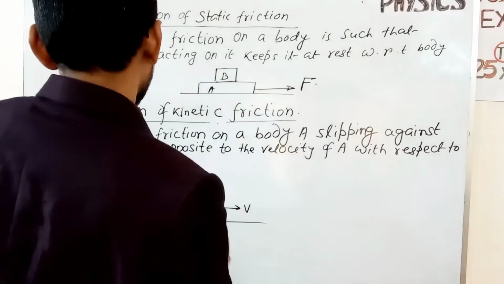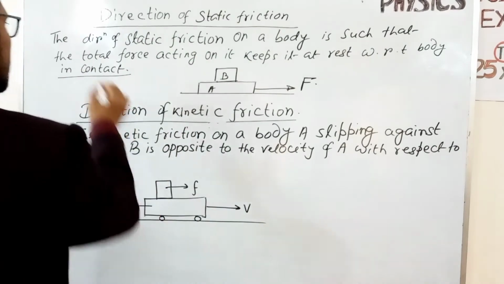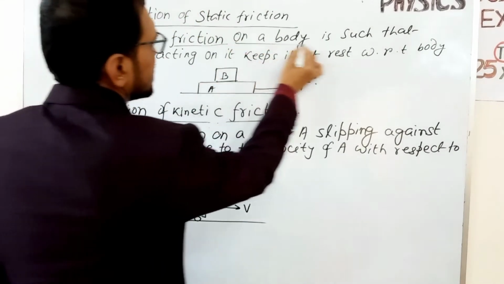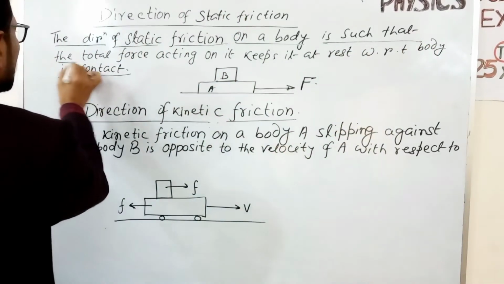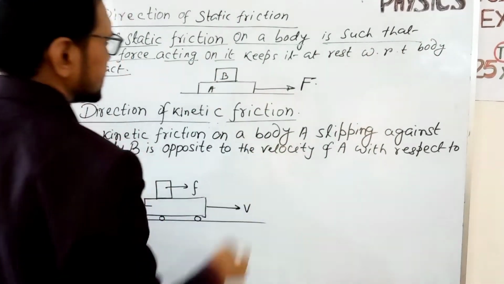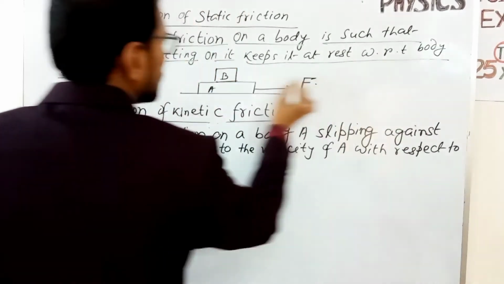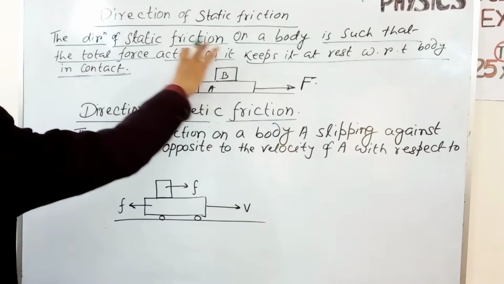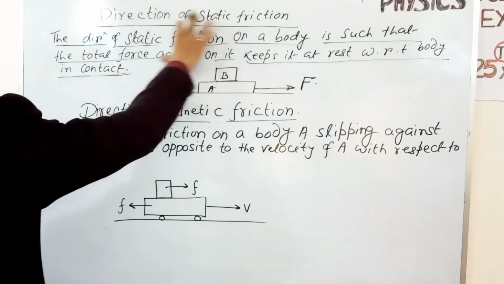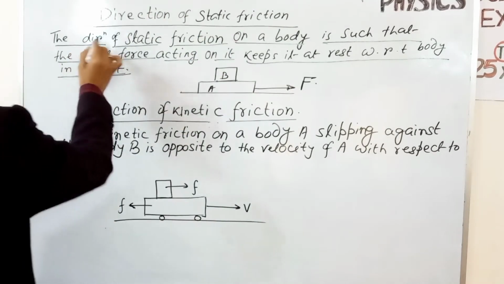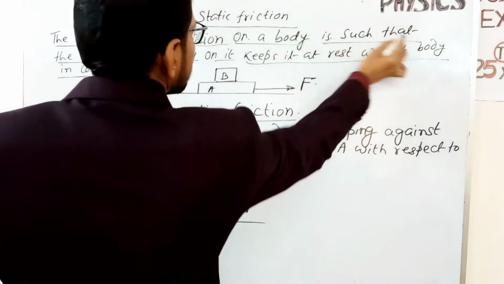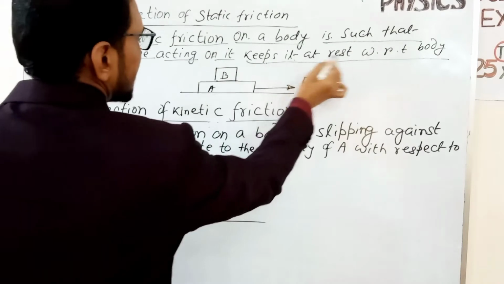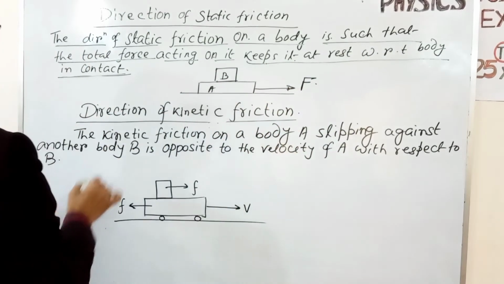Now the next topic is: what is the direction of static friction? The direction of static friction on a body is such that the total force acting on it keeps it at rest with respect to the body in contact. This is the law of direction of static friction. The direction of static friction on a body is such that the total force acting on it keeps it at rest with respect to the body in contact.